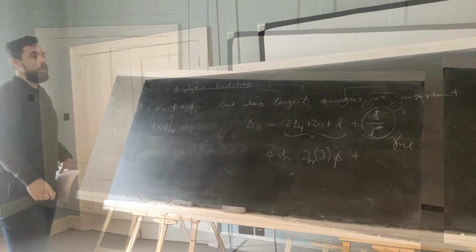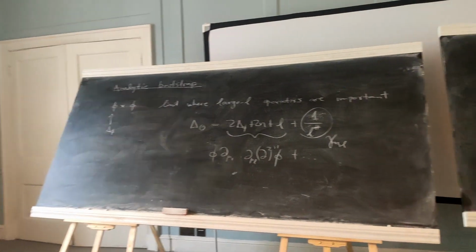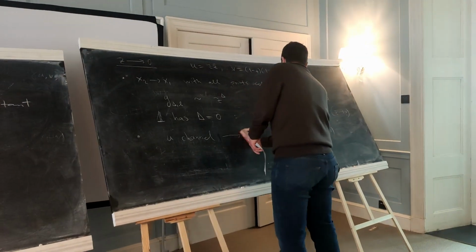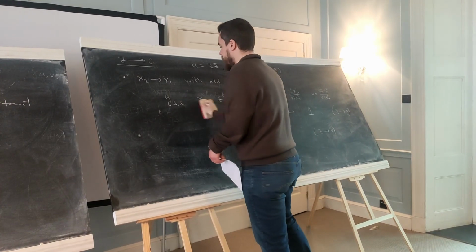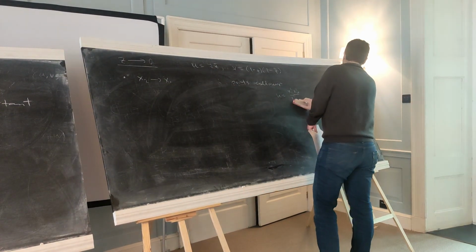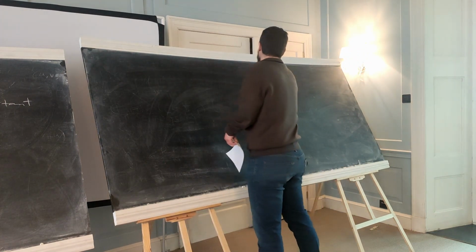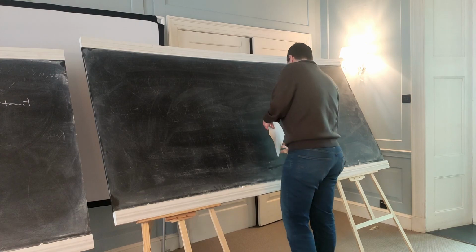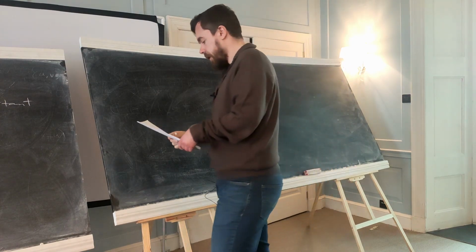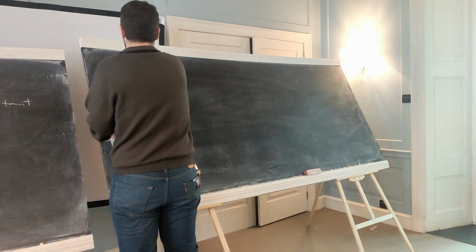Okay. So why does this work? Let's try to see a little bit of intuition about why this bootstrap works, and that will be in a specific example. We have our crossing equation, and we have this f function that we have derived.